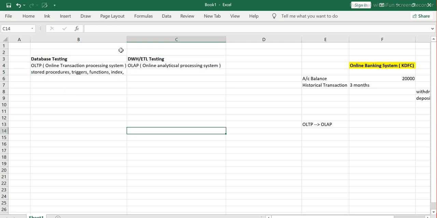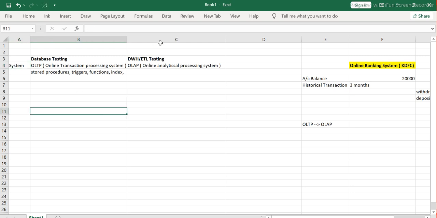Okay, so what I will do is, so this is OLTP. What kind of system is it, right? So database testing involves the OLTP system. However, data warehouse testing or ETL testing involves OLAP systems, right? That's what we have already seen. Here we are testing mostly the stored procedures, triggers, etc. These are the database objects, right?